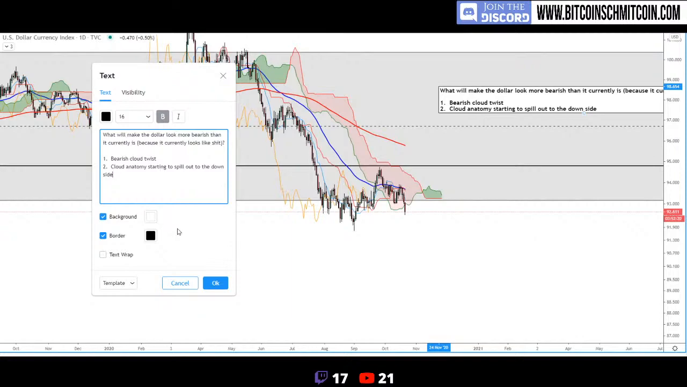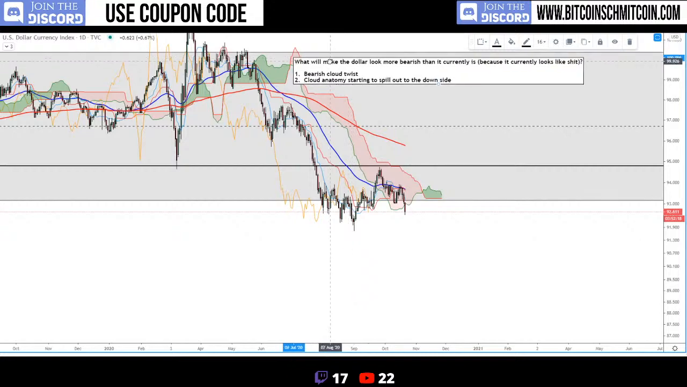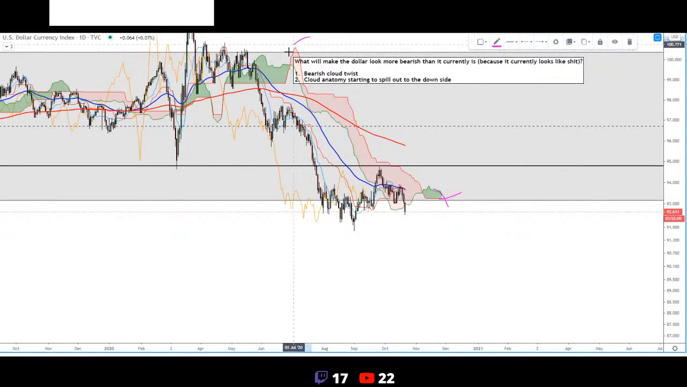So when I say here, let's tackle this. We have two things we want to see. We want to see a bearish cloud twist, which means that we want to see this flip like this, so it looks kind of like this guy right here. See how it flips bearish?